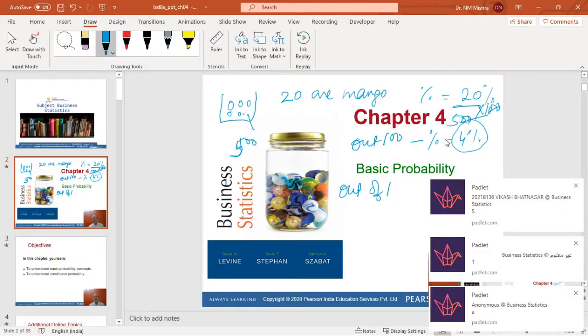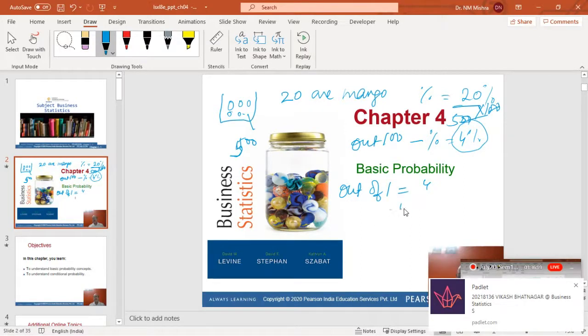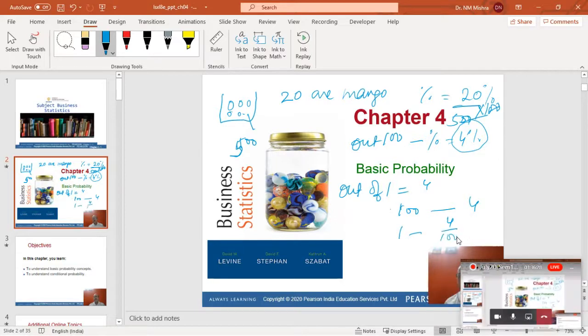So out of 1, how many mangoes are there? So what you have to do then? Suppose out of total 100, you have 4. So total 1, then you have how much? 4 by 100. So how much is this? Who will say? 0.04. So what is this 0.04 out of 1, you got it.